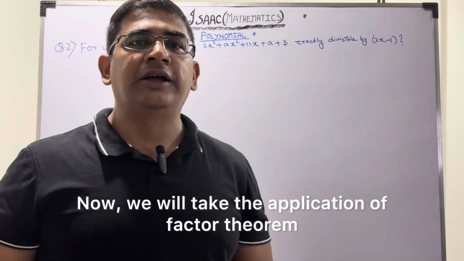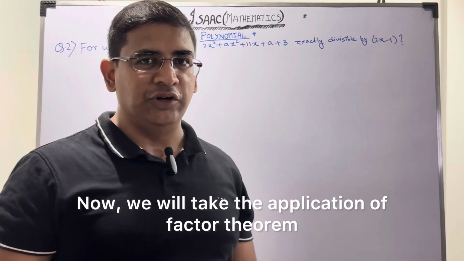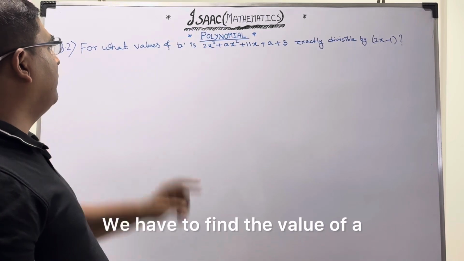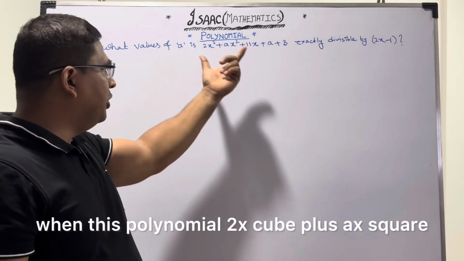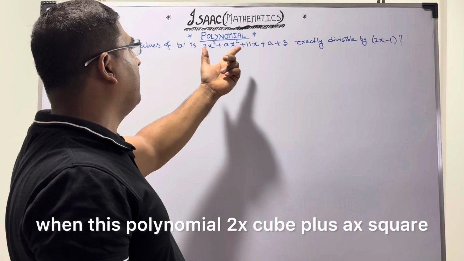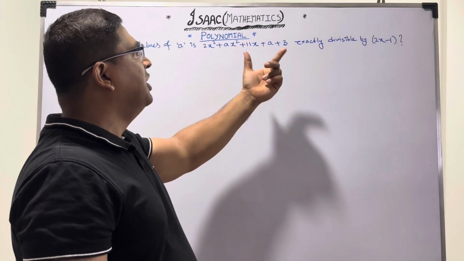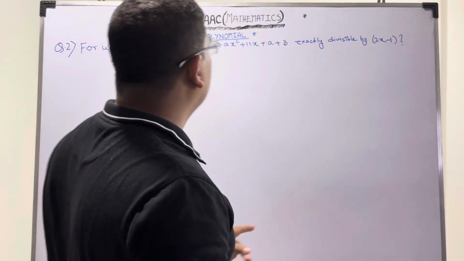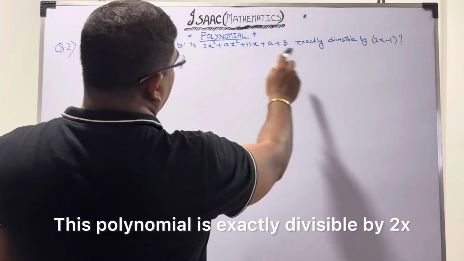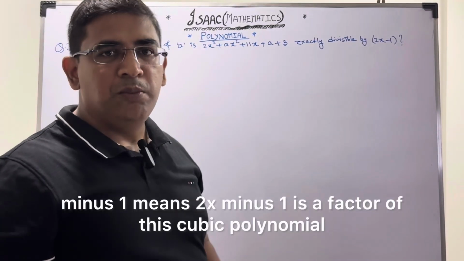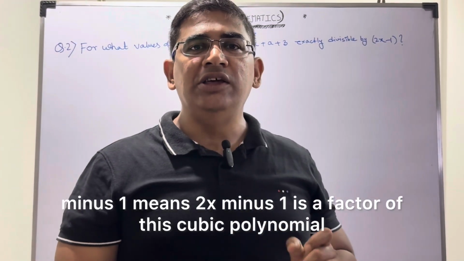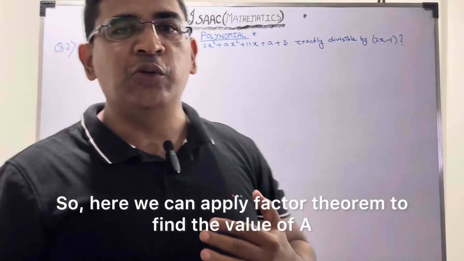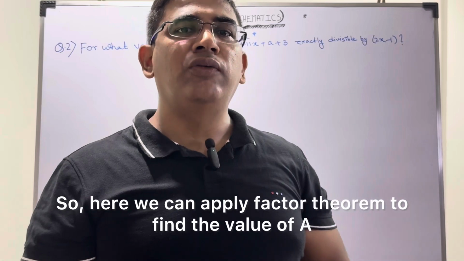Now we will take the application of the factor theorem. Here is a problem. We have to find the value of a when this polynomial 2x cube plus ax square plus 11x plus a plus 3 is exactly divisible by the polynomial 2x minus 1. So this polynomial is exactly divisible by 2x minus 1 means 2x minus 1 is a factor of this cubic polynomial. Okay. So here we can apply the factor theorem to find the value of a.